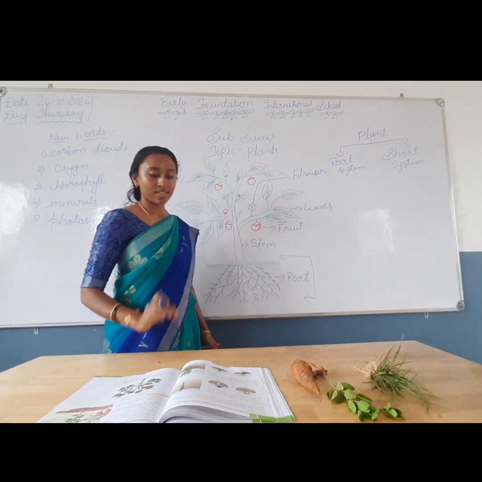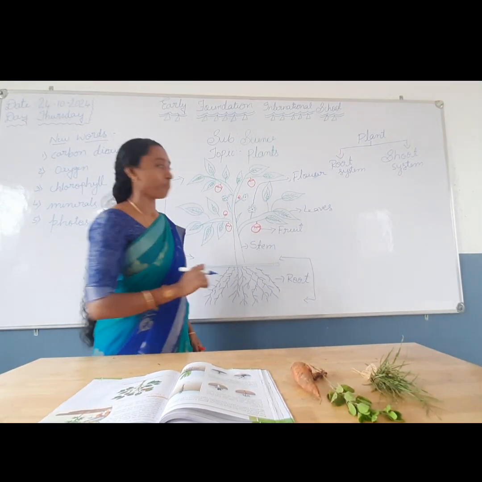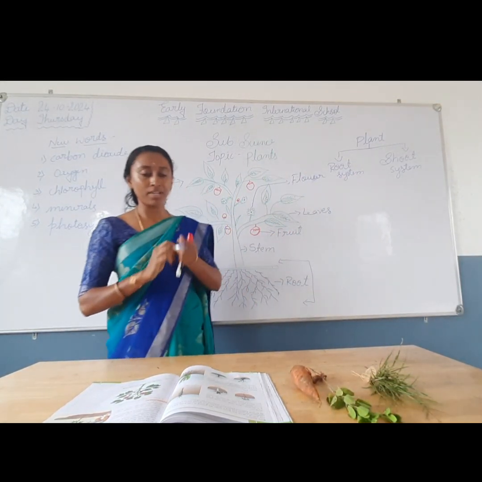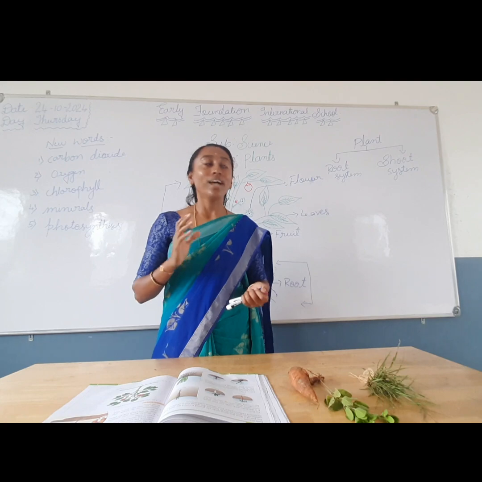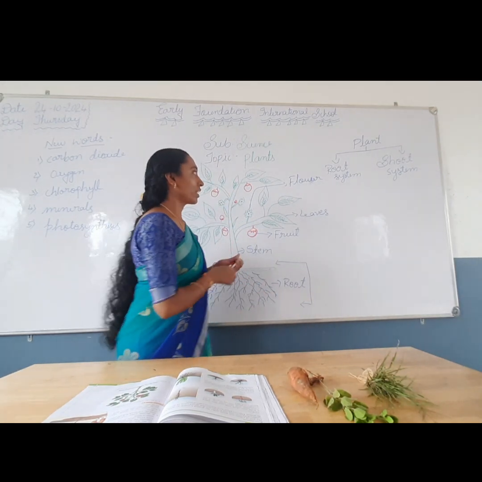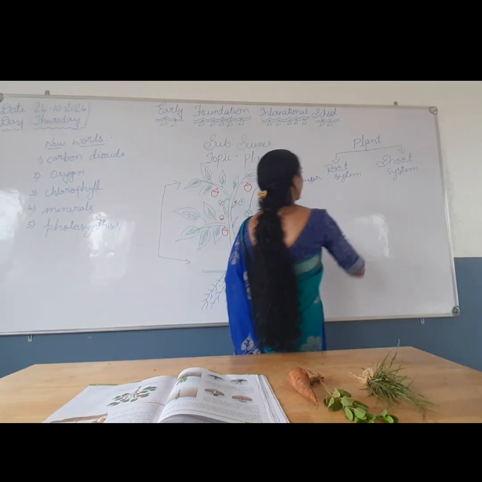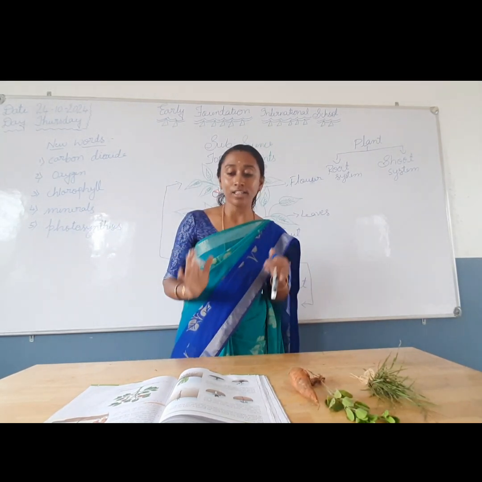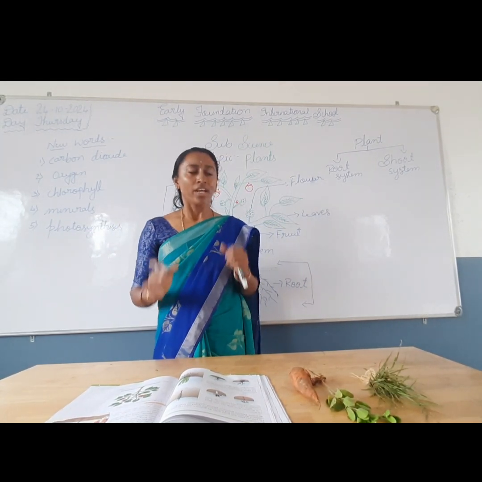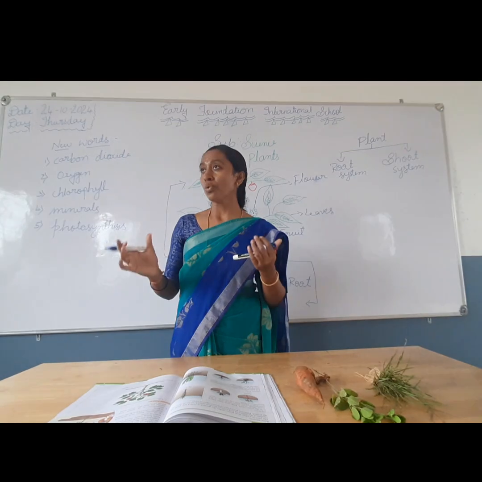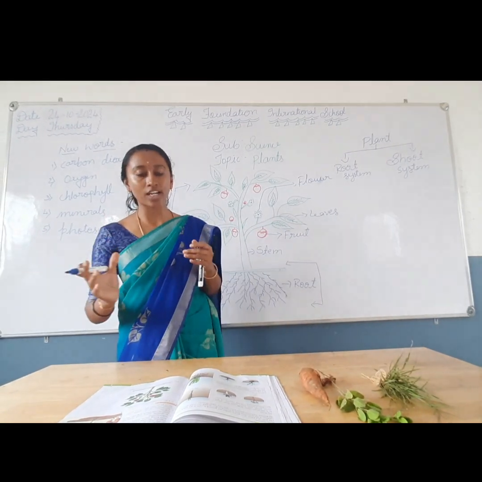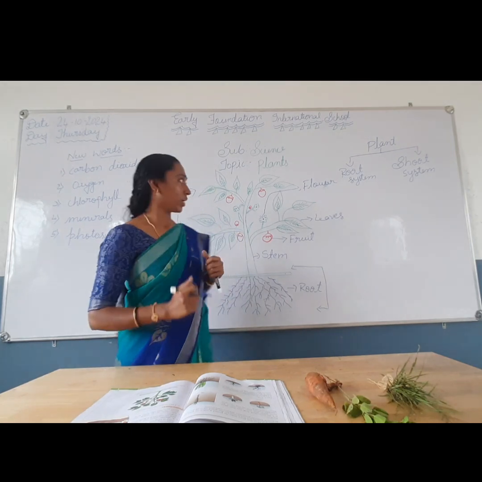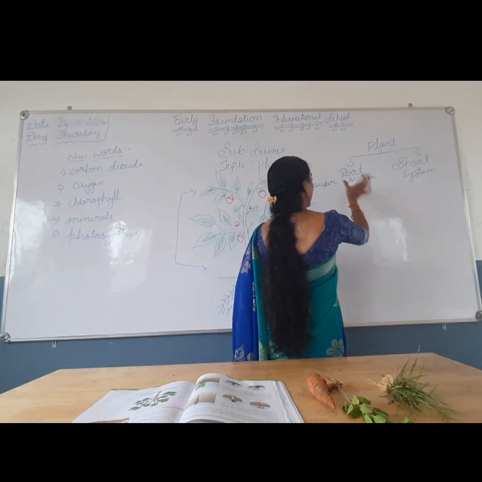Turn the page. Page number is 64. Now, what do you mean by root system? The part of a plant that grows under the ground is called the root system. It consists of main roots and its branches, which spread out in all directions in the ground.